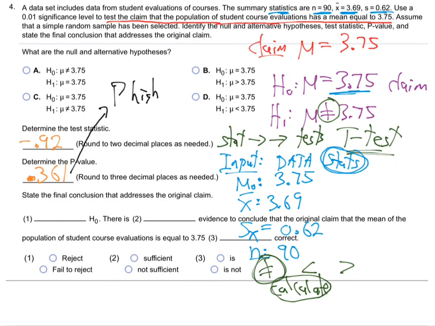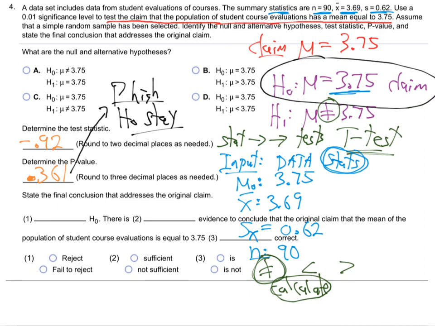So if the p is low, the null must go. So the H0 must stay this time, huh? The P is high, the H0 stays. So I'm going to circle H0. So notice how I always end up circling whichever one wins the court case. So we did not reject. We failed to reject. We're keeping H0. We're keeping the claim. Is there strong evidence or weak? Weak. There's weak evidence.